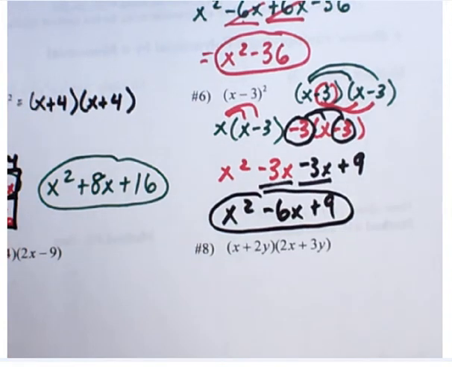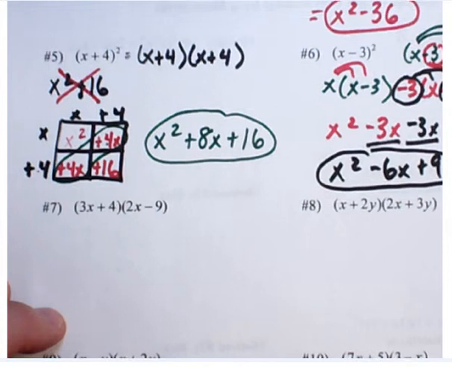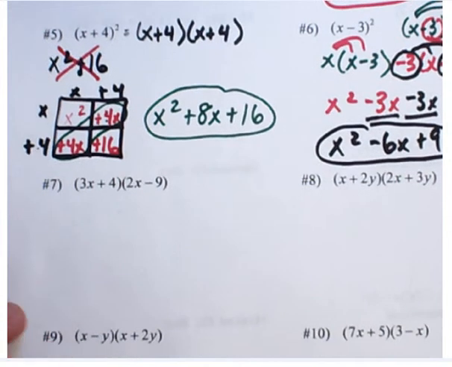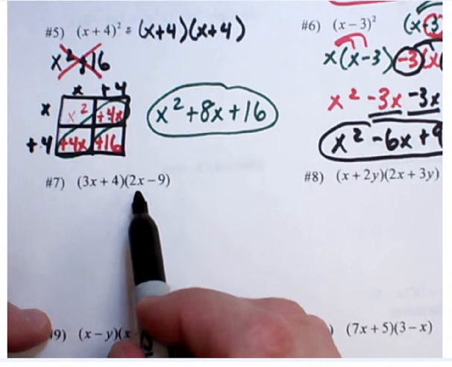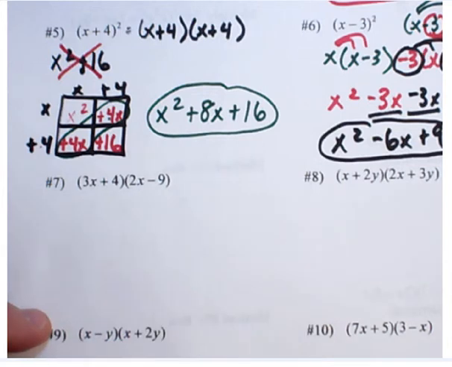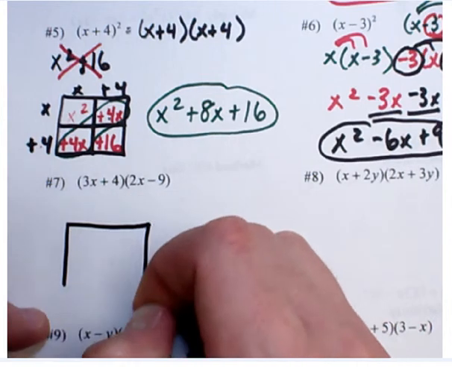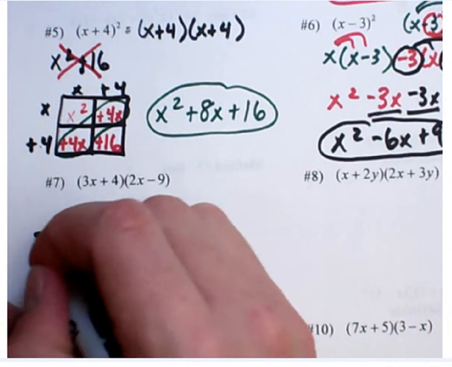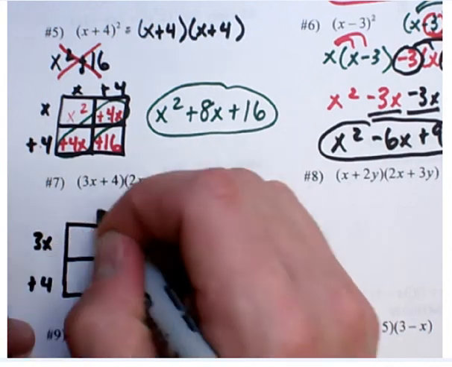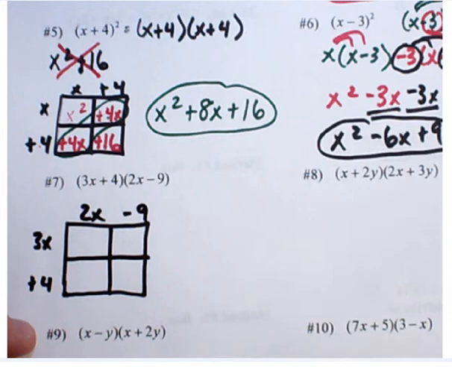All right, how about another example? Let's look at 7. Okay, we'll do 7. 3x plus 4 times 2x minus 9. Let's box it. So 3x plus 4 times 2x minus 9. All right, let's multiply.